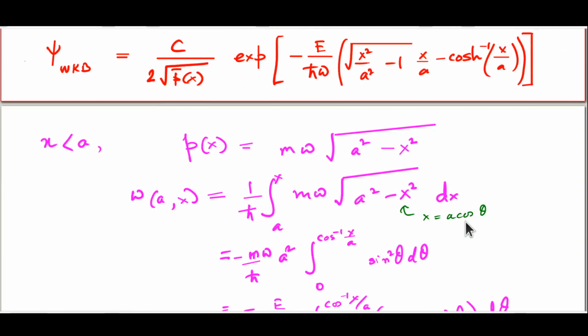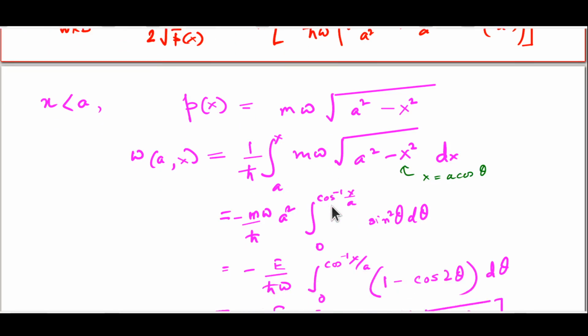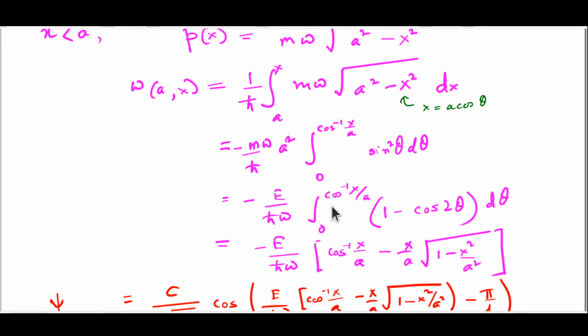On the other hand, when x is less than a, now the momentum is real, so you use p of x equal to m omega square root of a squared minus x squared, plug it into the expression to find out W a comma x. You get a very similar looking integral, except that you have square root of a squared minus x squared instead of square root of x squared minus a squared here. And now the immediate substitution to use would be x equal to a cos theta. And now when you integrate this, you're going to get this final result.